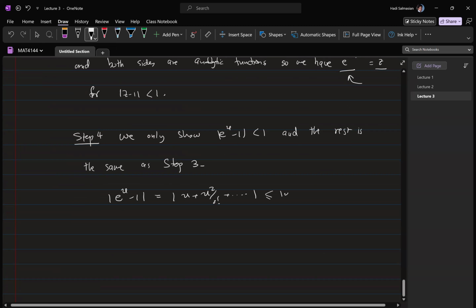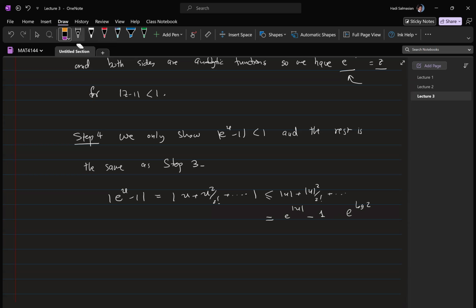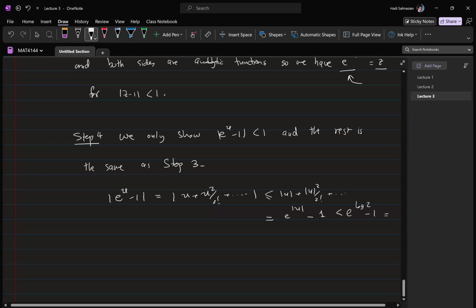And this is less than or equal to the absolute value of u plus the absolute value of u squared over 2, and so on, which is e to the absolute value of u minus 1. But the exponential function is increasing. So e to the absolute value of u is at most e to the log 2 because of our assumption, right? And in fact, the inequality is strict. So you get 2 minus 1, which is 1.